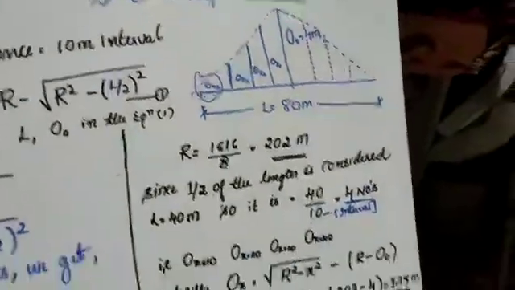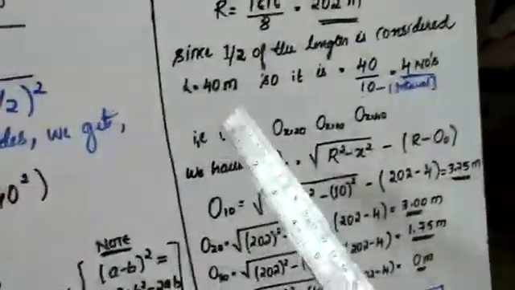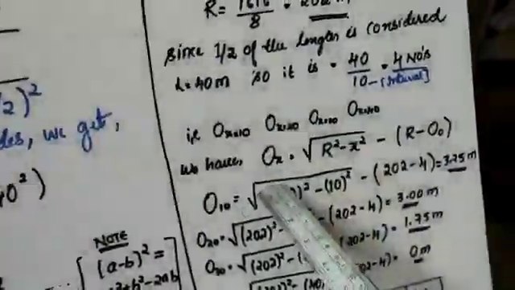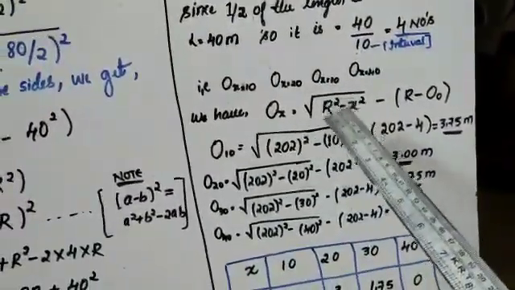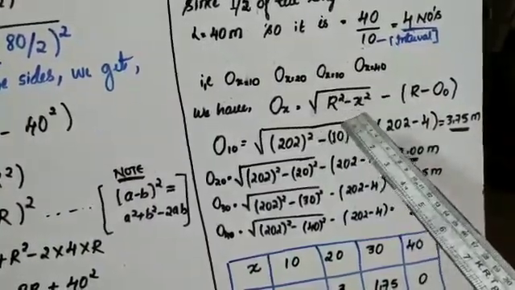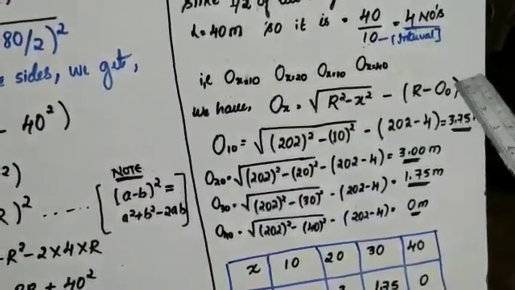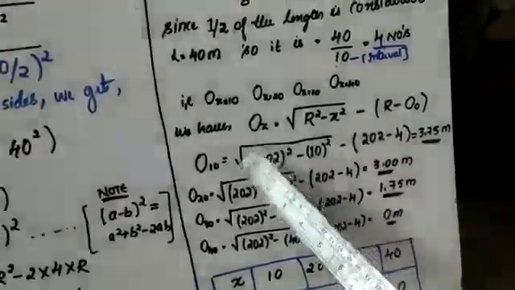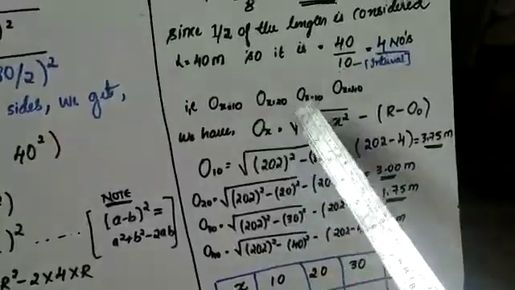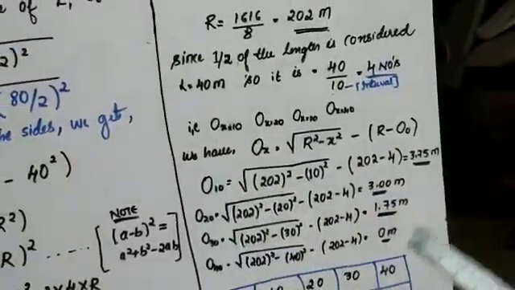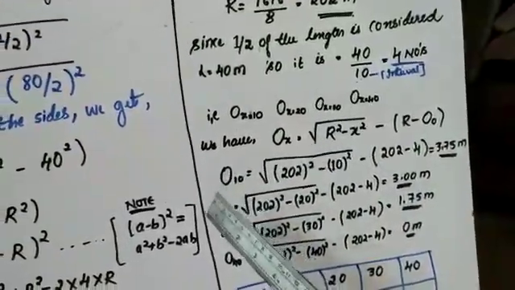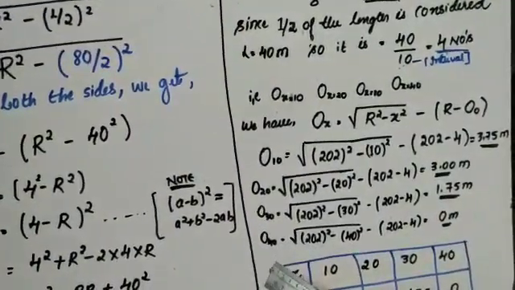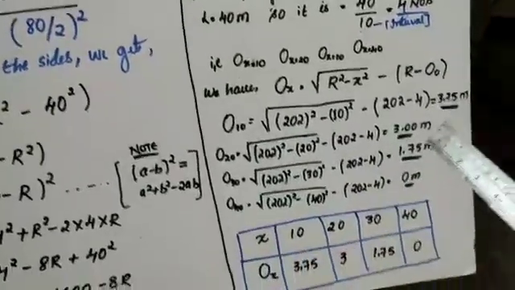In order to find out the ordinate at the different distances, you have another formula, that is OX is equal to square root of R square minus x square, minus (R minus O naught). So substitute all the values, that is the R value, and x value at different distances. The x values are 10, 20, 30, 40. All the values you need to find out, that is O at x is equal to 10, O at x is equal to 20, O at x is equal to 30, O at x is equal to 40. All the values you need to substitute and get the answer.